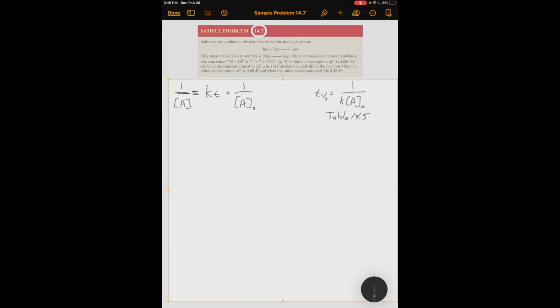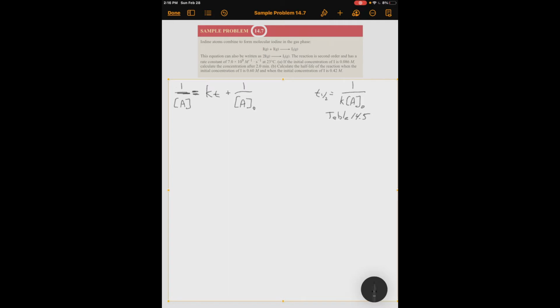They are from table 14.5, so you might want to take a look at that table and write those formulas down, because the table includes not just second order, but it also includes first order. It also includes zero order. So you need to use the right equation for the type of order that you're looking at. So if the problem says second order, you want to use these two. Okay? So let's take a look at the first one.